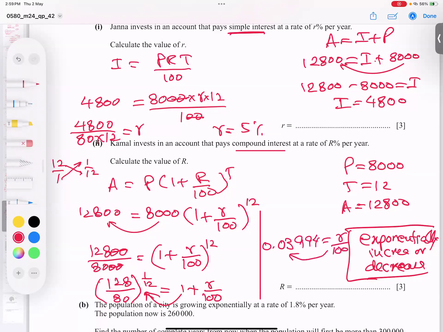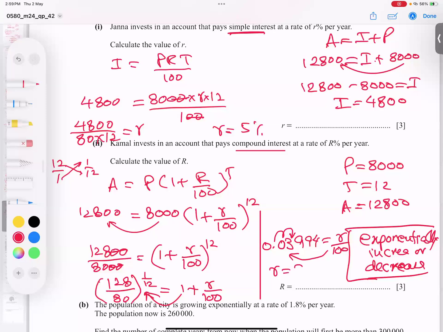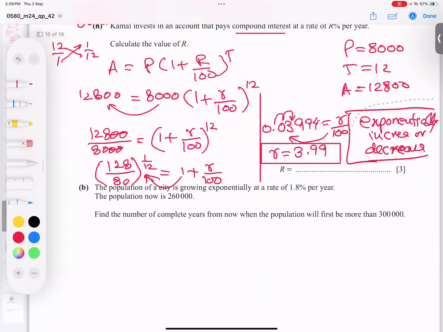100 will multiply, so this decimal will jump two places. So it becomes 3.994. So this is the percentage of the rate, and I believe you got the point very well. So let's go for the next part.